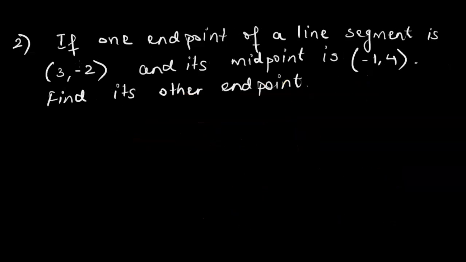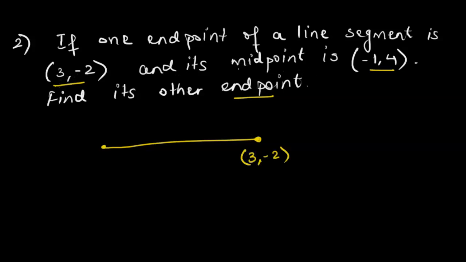Let's say now we are given a question. If one endpoint of a line segment is given to us as this, and its midpoint is given to us as this, we have to find its other endpoint. Let's make this line. Let's say this is our line segment. One endpoint is given to us as 3, -2. The other endpoint is what we are looking for. So we are looking for x1, y1. And apart from this endpoint, we're also given the midpoint of this line segment. So we are given the value of xm, ym, which is equal to -1, 4.